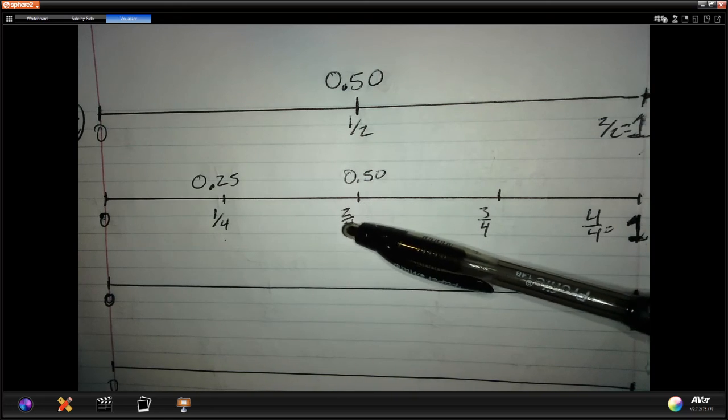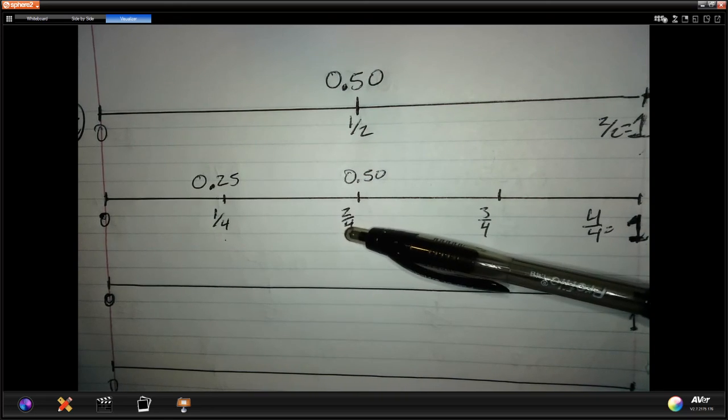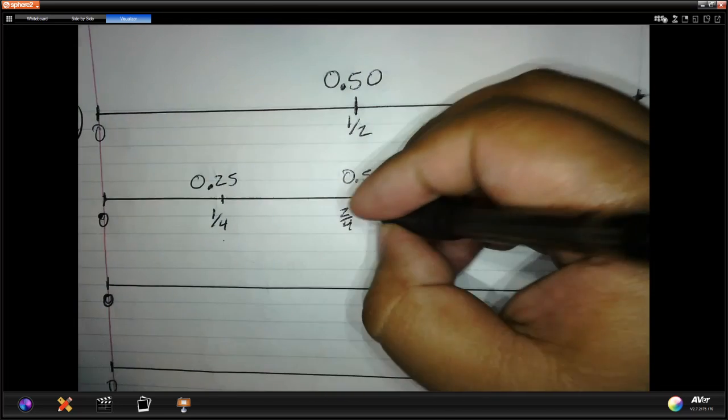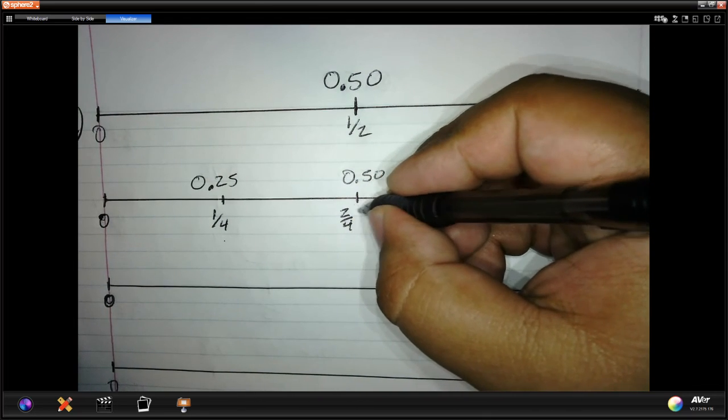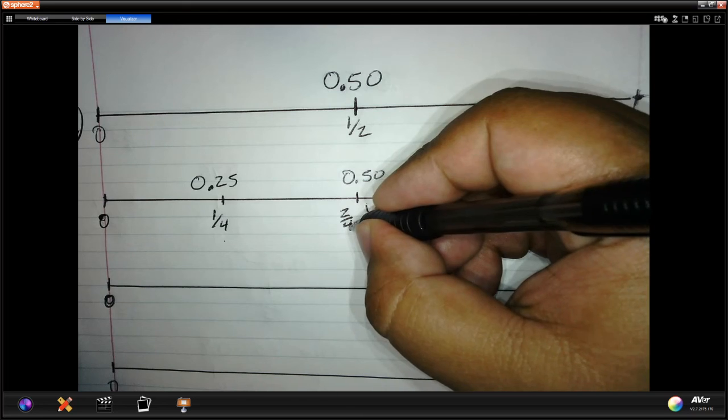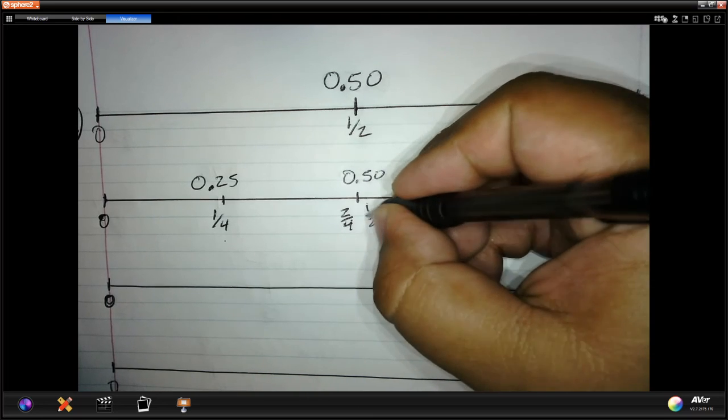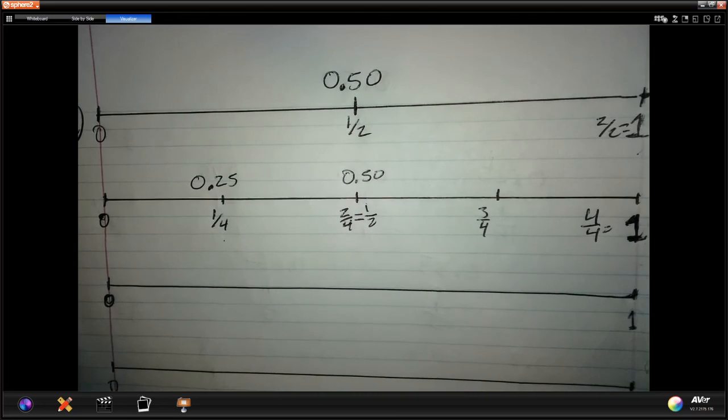So 2 divided by 4, or 2/4, is the same as 1/2. This is just double the number. So half of 2 is 1. Half of 4 is 2. So this 2/4 is the same as 1/2.